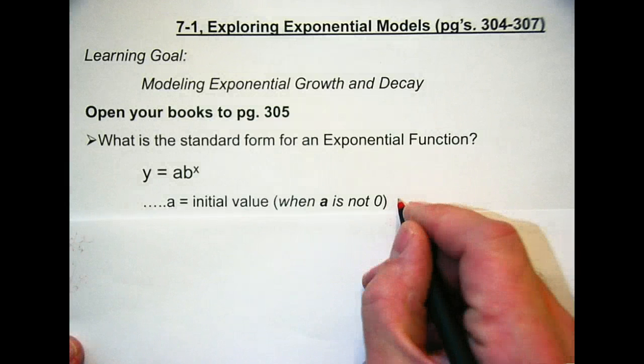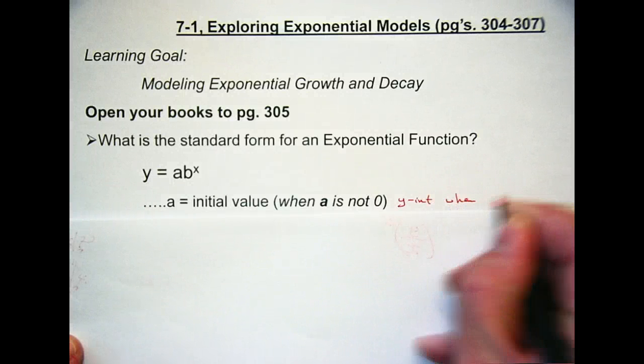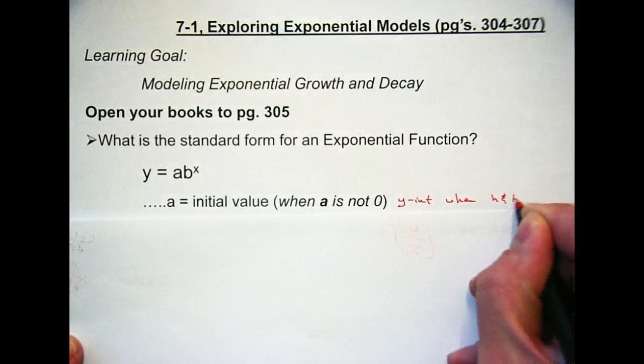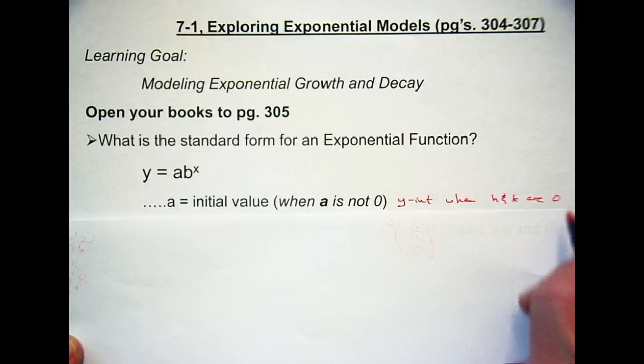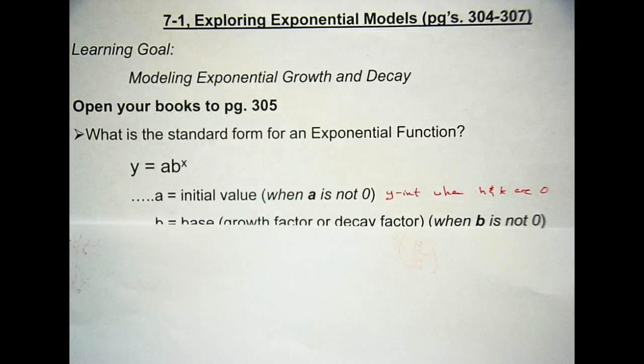Now, we haven't put in h and k up there, so right now they are 0. We can't see them, so they are 0. Okay? b is the base. It's either a growth factor or decay factor. Once again, b is not 0, and b is also not negative. b has to be greater than 0 there.